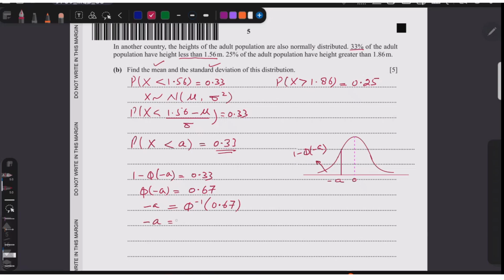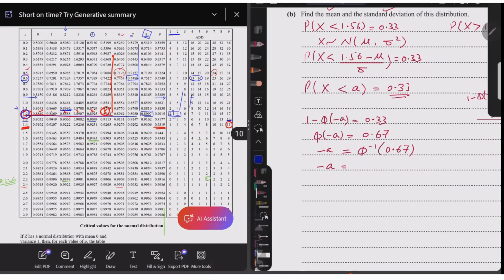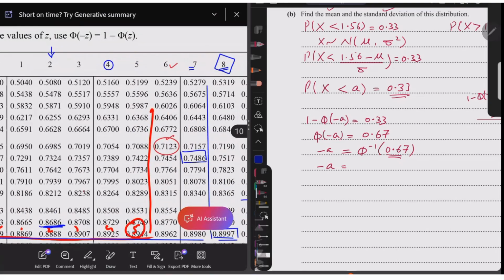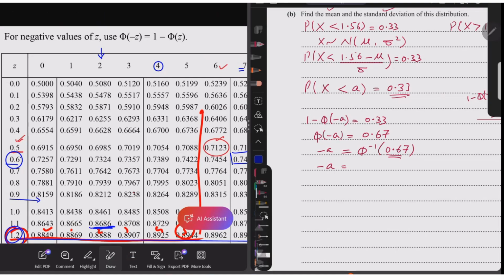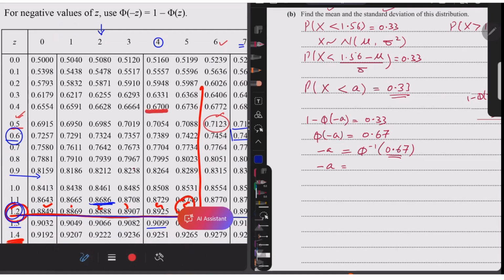and when you use the table, again the question, we need to find 0.67 in the area portion, and see against which value we get this area. Just look at 0.67, and we can see that it is against the value of 0.4 and this 4. It is 0.44, and A is equal to minus 0.44.